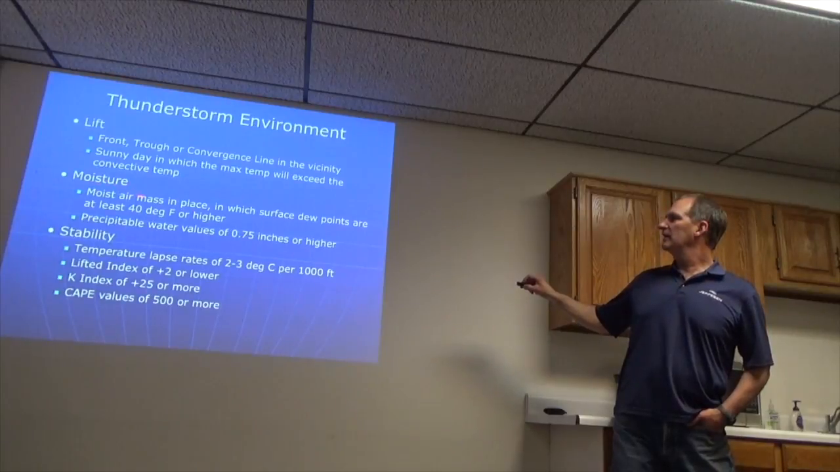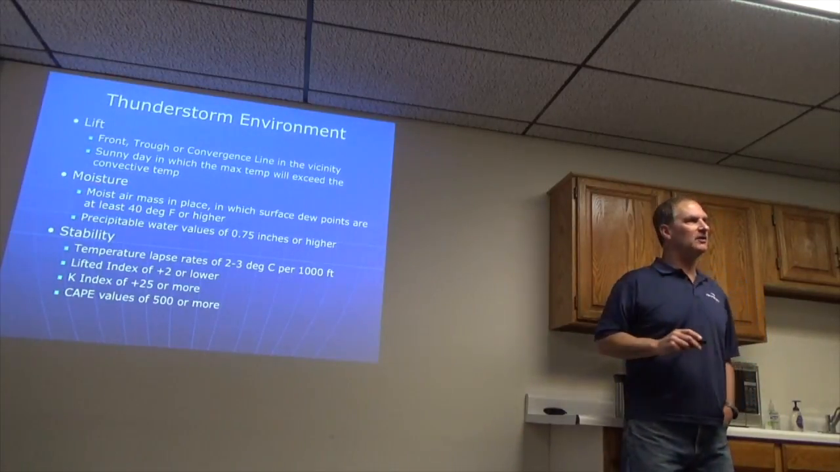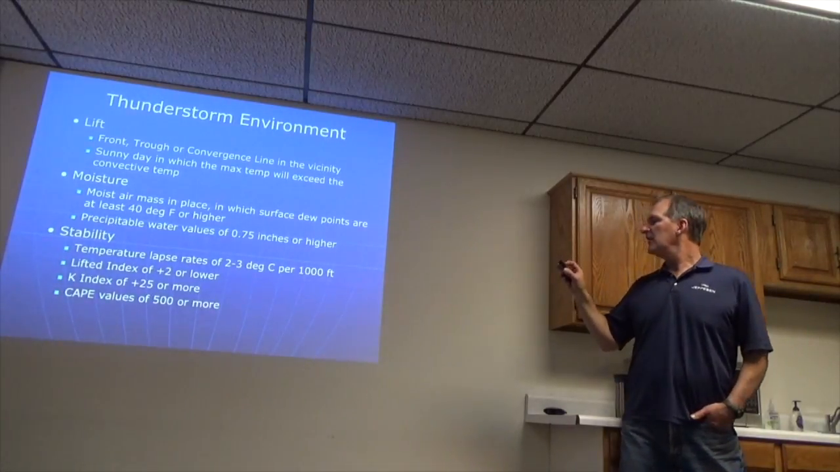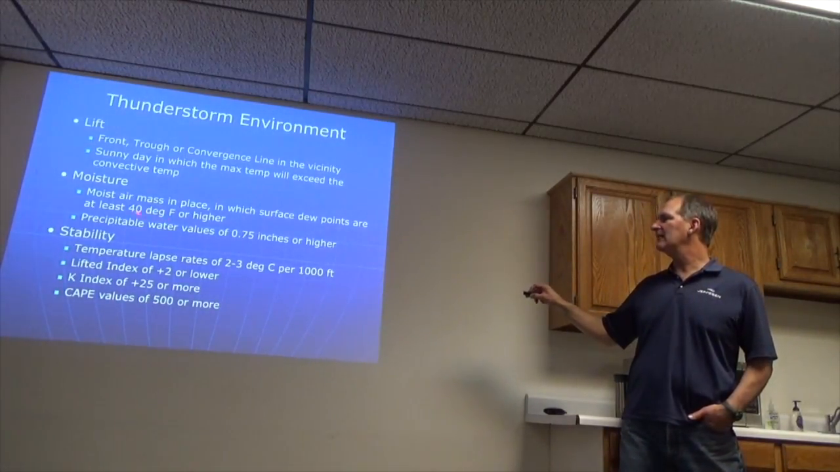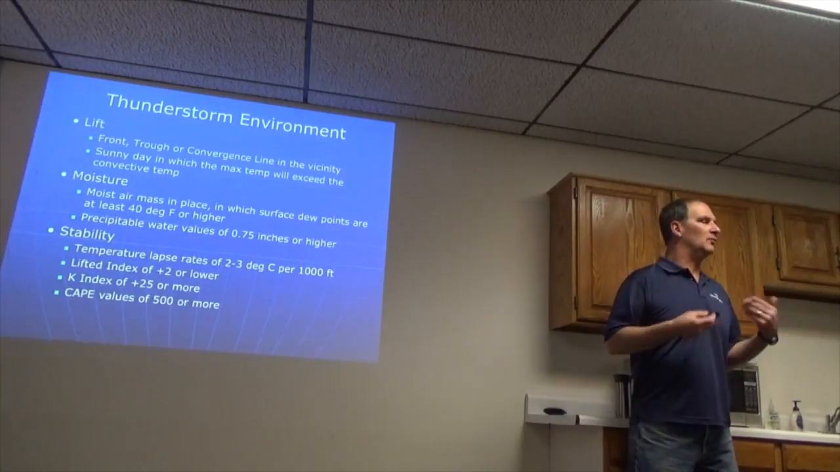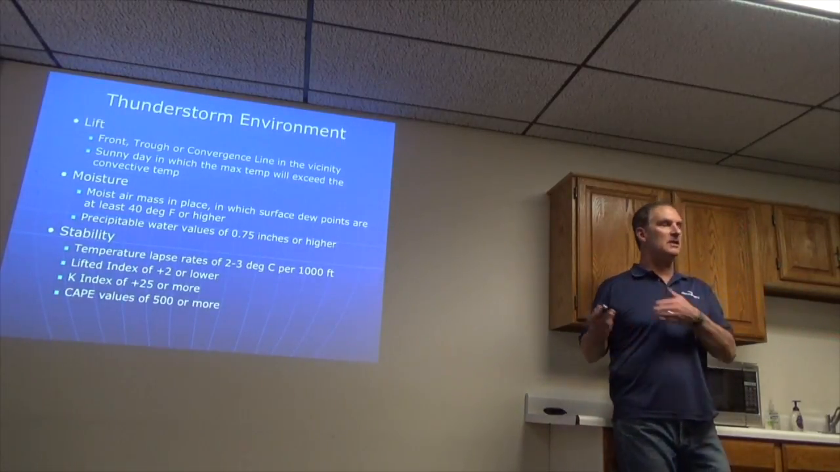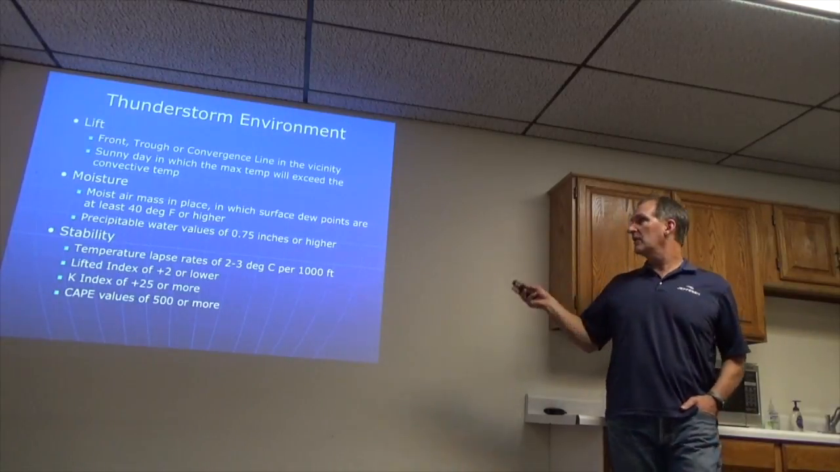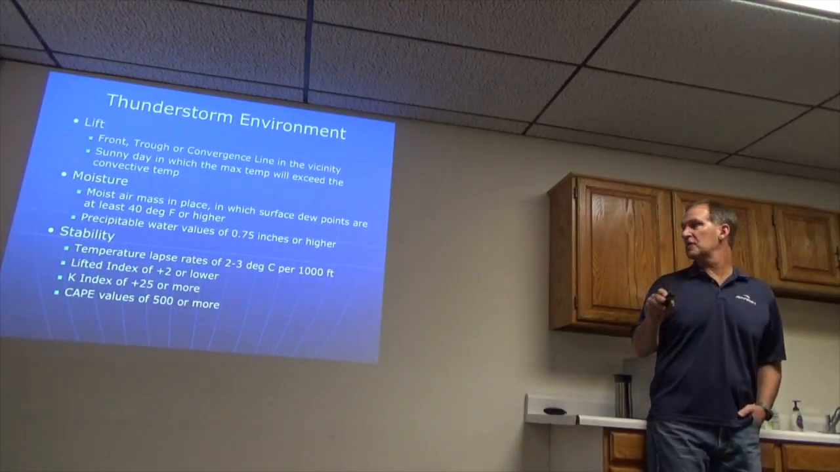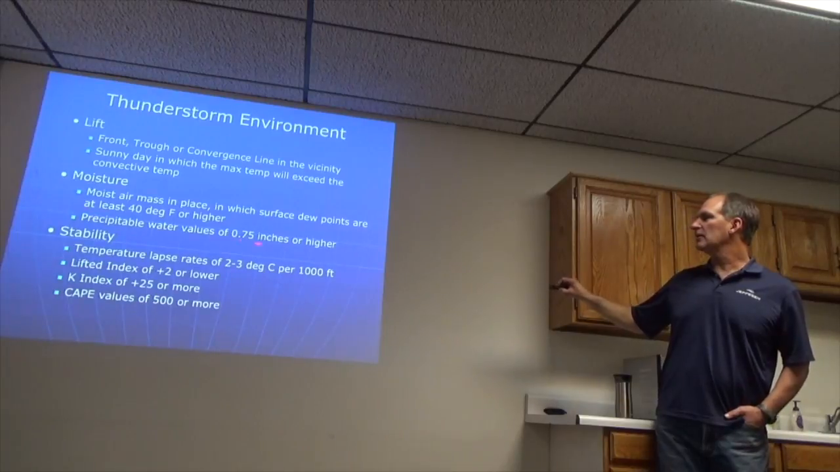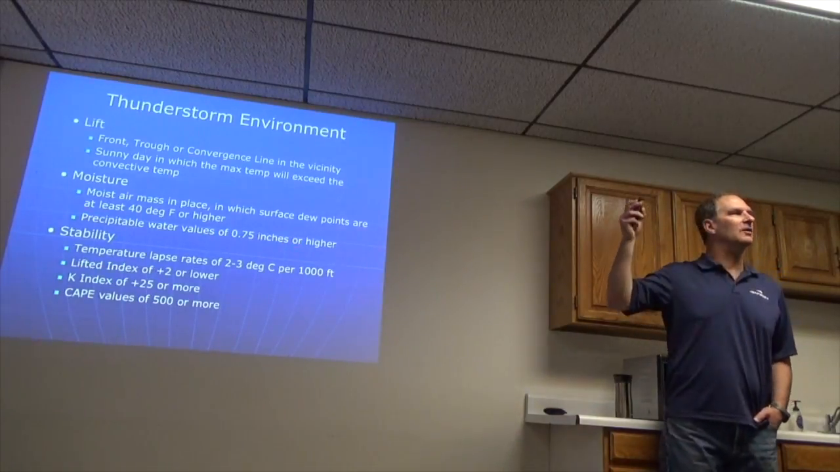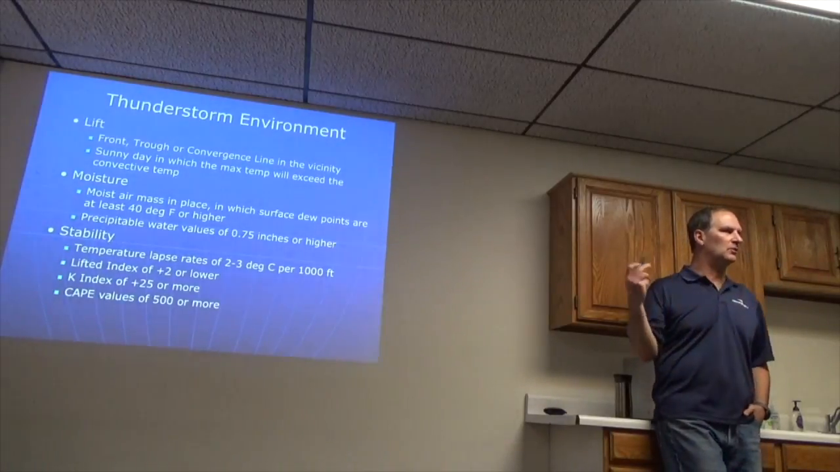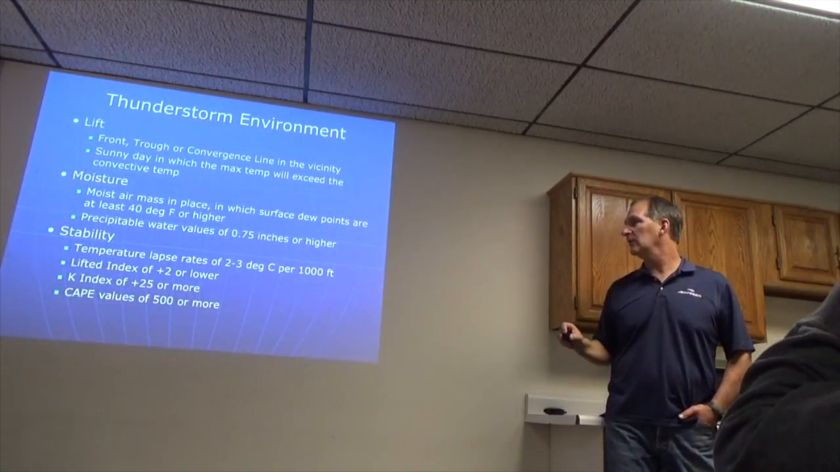Moisture. We want dew points at least 40 degrees or higher here in Colorado. So this is a Colorado kind of perspective. The higher the dew points we have, 50 to even 60. When we get into our North American monsoon season, we can have 60-degree dew points here in eastern Colorado. So the higher the dew points, the better it is for thunderstorms. And precipitable water is the amount of water in the column of atmosphere. We want those to be about 3/4 of an inch here in Colorado. We'll look at some soundings to tell you what that really means.